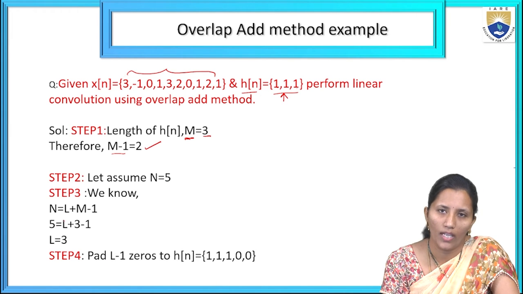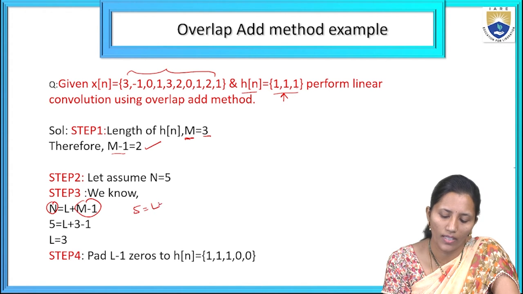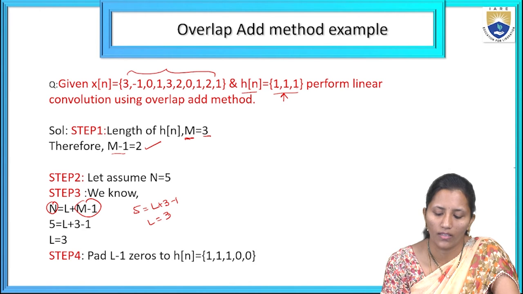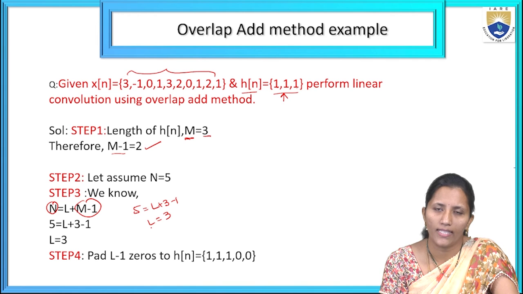So n is equal to l plus m minus 1. So here we know the n value and the m minus 1 value. So 5 is equal to l plus 3 minus 1. So then l will become 5 minus 2, 3. So find out the l value. So l is 3 here.